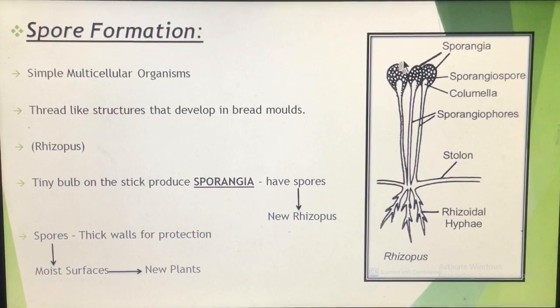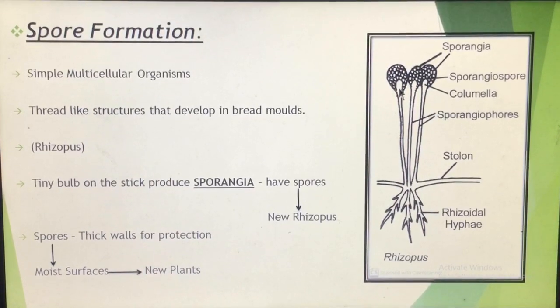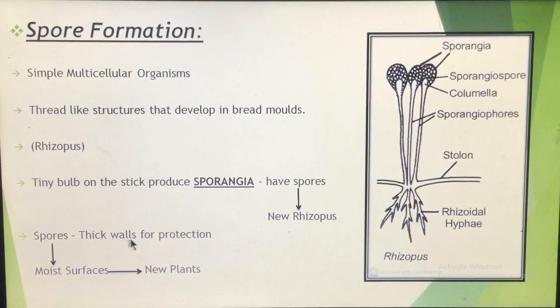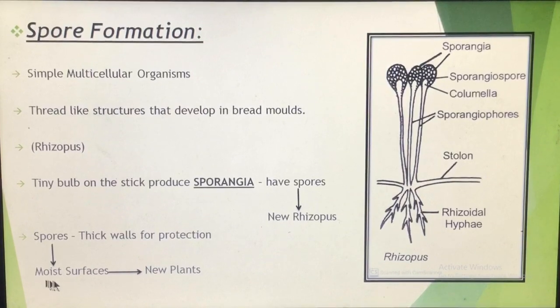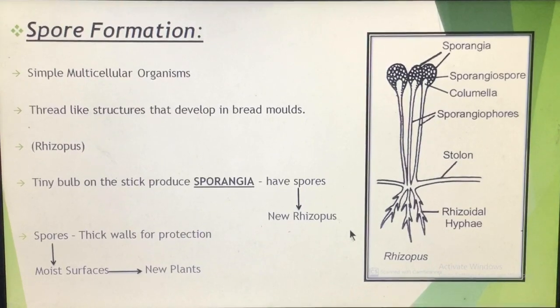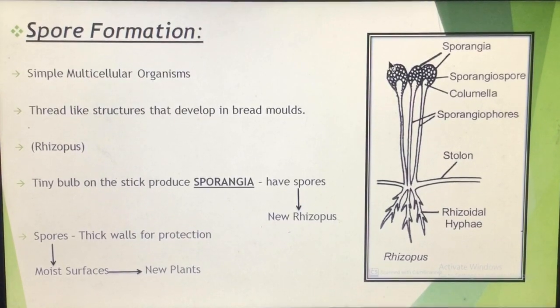So when these sporangia break, burst, the spores are produced, that means the spores are liberated outside, and these spores have a thick wall which protects these spores from unfavorable environmental conditions. But when these spores come into contact with a moist surface, they give rise to a new plant. So from one plant innumerable spores are produced, and these spores are able to produce innumerable new plants. Okay. Now this is known as spore formation.